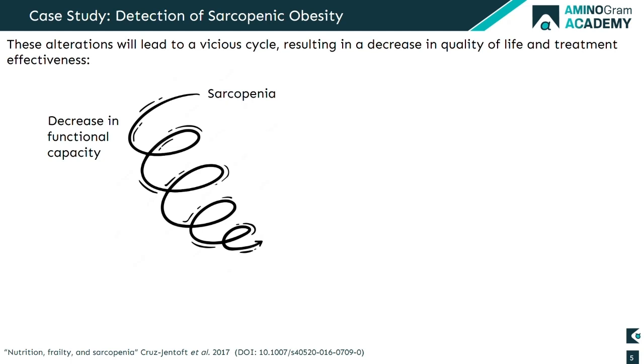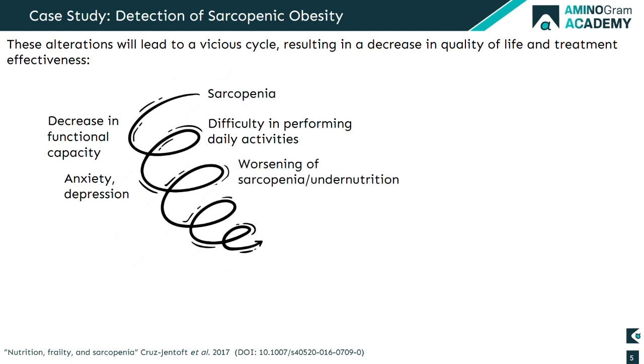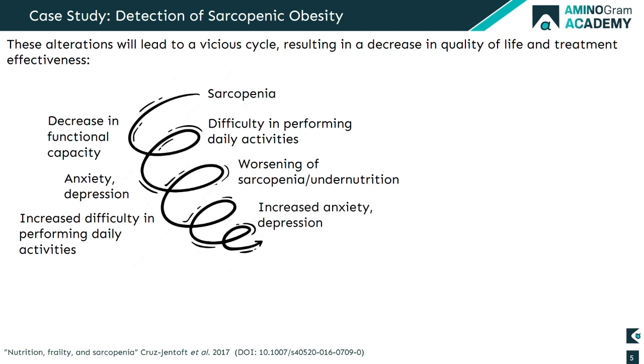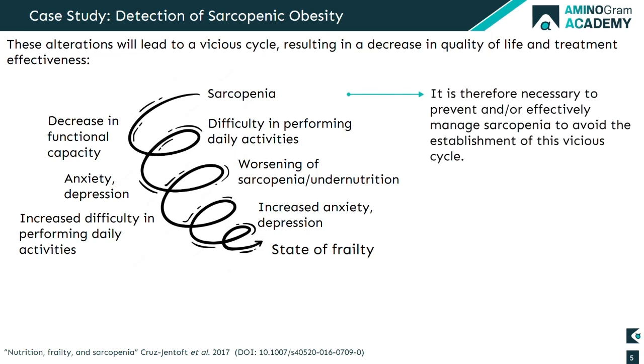As we have seen previously, a decrease in functional capacity will lead to difficulty in performing daily life activities, whether it's shopping, walking, being with loved ones, potentially engaging in physical and sports activities with loved ones. And at that point, this difficulty can lead to anxiety and depression, which will further worsen sarcopenia and malnutrition, because there will be a tendency to have a dietary intake that is much less qualitative, and thus they will decrease muscle mass, which will increase the difficulty in performing daily activities, hence anxiety and depression. And you see that we enter a vicious cycle that will ultimately create a state of frailty.